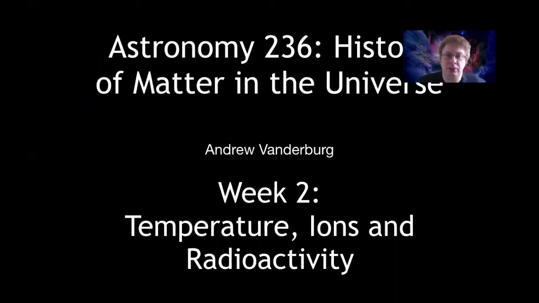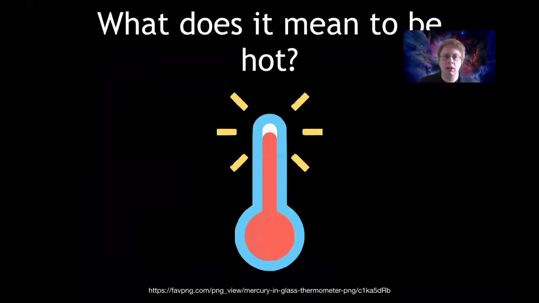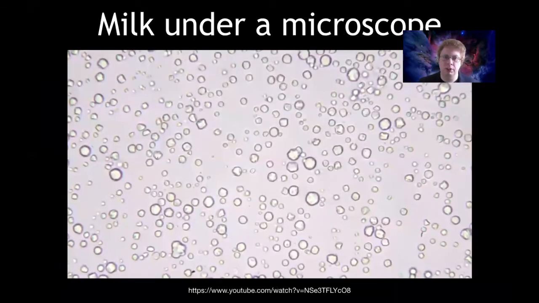Hi everyone, this is the second lecture bite for week 2 of Astronomy 236. Today I'll be talking about temperature, ions, and radioactivity. So the first question I want to get at is, what does it mean for something to be hot? We know what hot is, we burn ourselves, we feel it viscerally, but what does it mean physically?